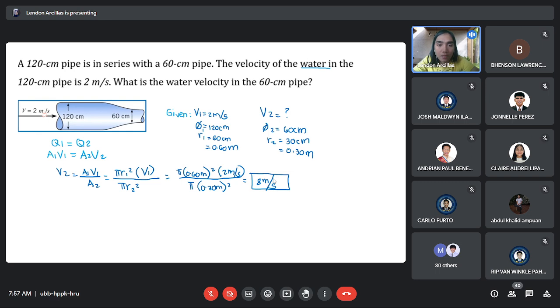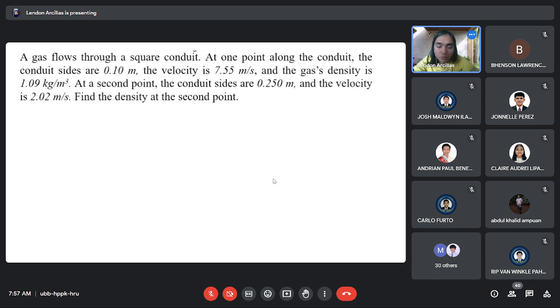Okay, let's try example number 2. Gas flow through a square conduit. Again, this is a square channel, so hindi na siya pipe or hindi na siya yung circular pipe. At one point along the conduit sides are 0.10 and the velocity is 7.55. The density of the gas is 1.09. At the second point, the conduit sides are 0.250.